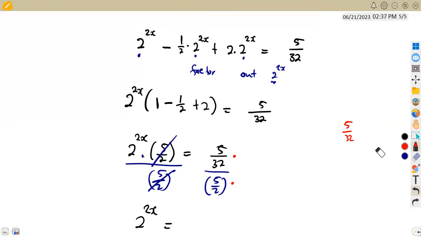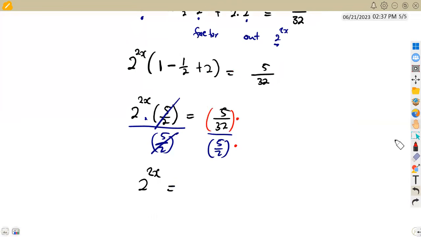That is what I'm saying. This part is the same as a single part like this. 5 over 32 divided by 5 over 2, you are going to obtain 1 over 16. So this will be 1 over 16.